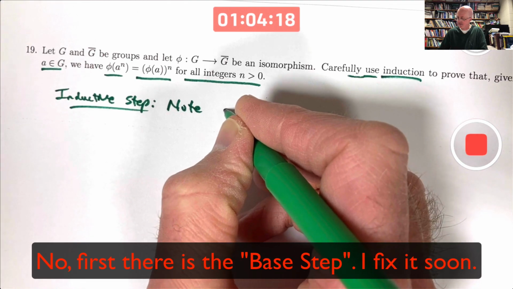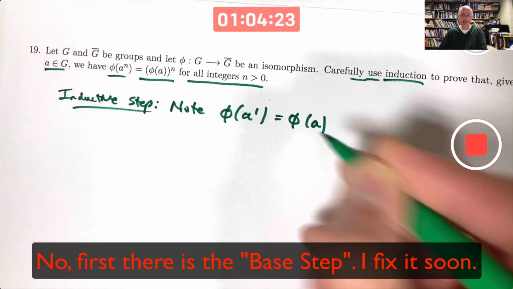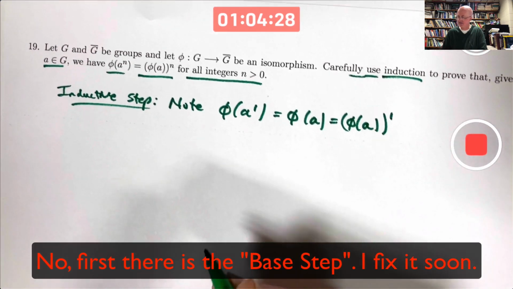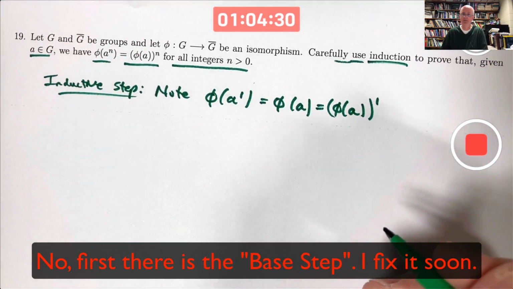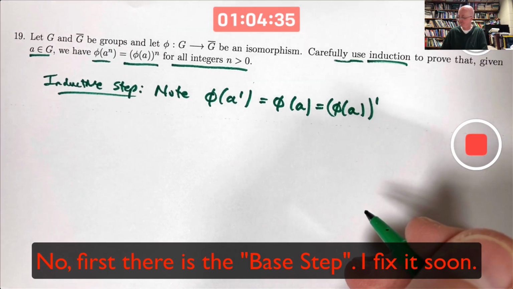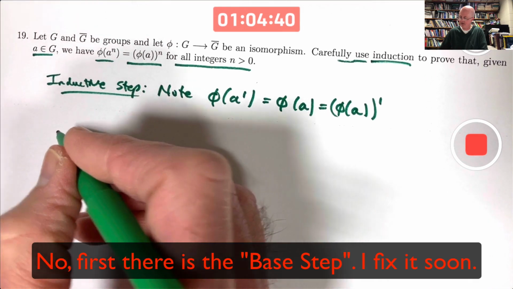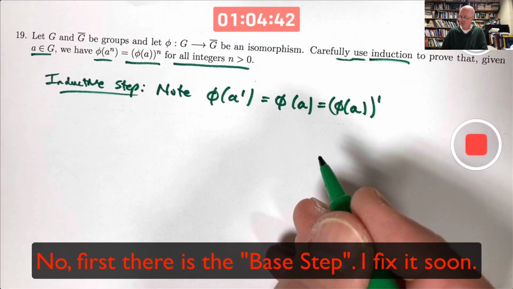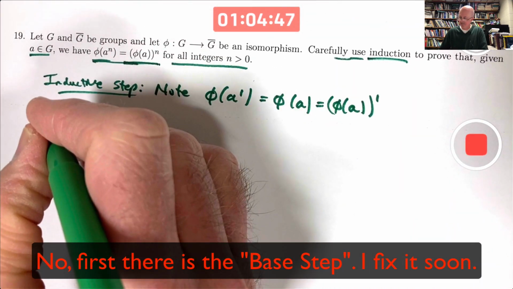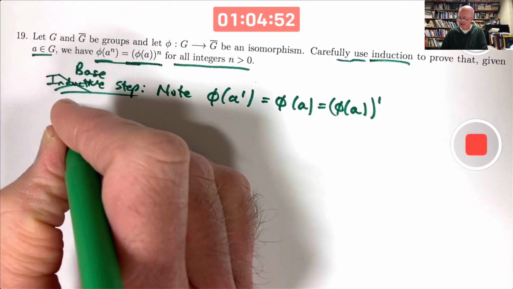Note that phi of a to the first is phi of a, because a to the first is a, is phi of a quantity to the first, because phi of a quantity to the first is phi of a. Raising something to the first power, by definition, gives you itself. Therefore, the base step holds. I could write, therefore, the statement is true when n is 1, the statement that we're trying to prove here. Actually, that's the base case. Sorry, that's the base step.